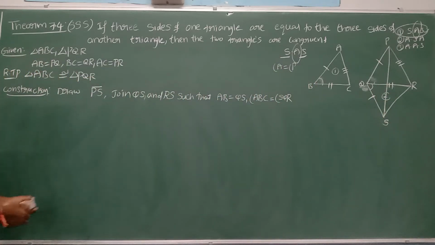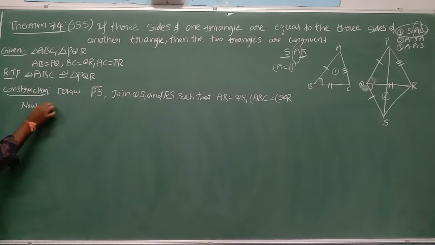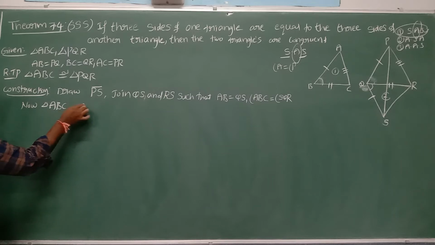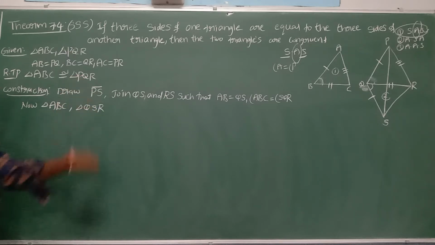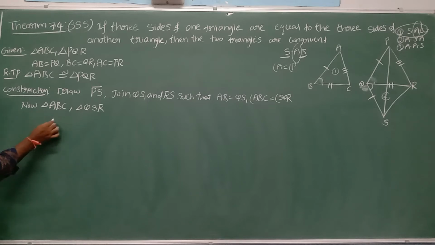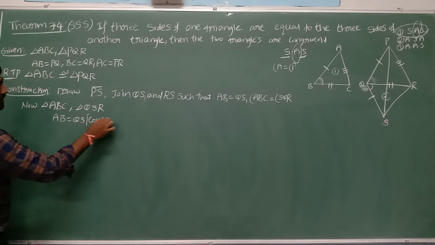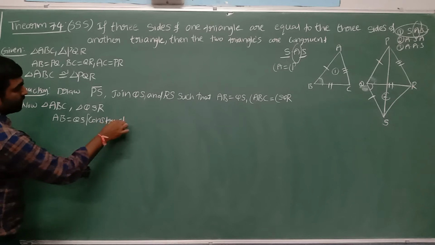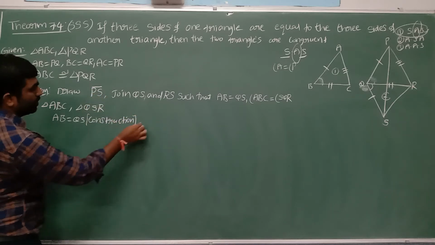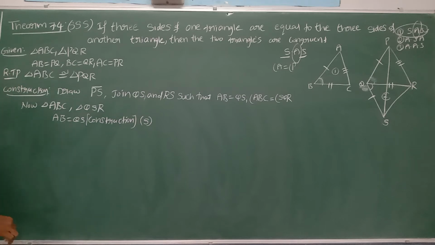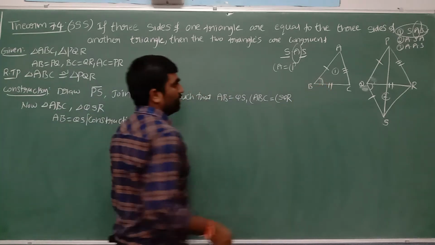Let us write both the triangles in symbolic form. What is the first triangle? Triangle ABC, comma, and one more triangle is QSR, triangle QSR. Let us write the equal parts. AB is equal to QS. In both the triangles you can see AB is equal to QS. What is the reason? We took it by construction. One side over. Next, angle B is equal to angle Q.